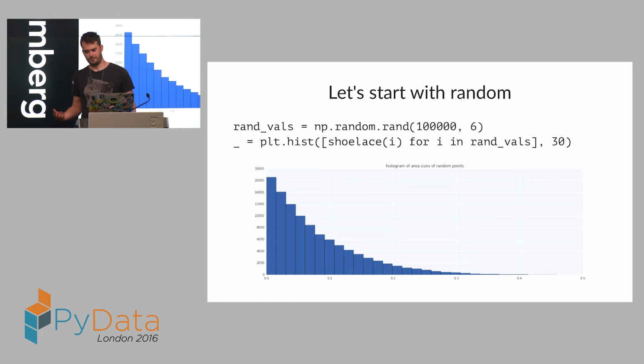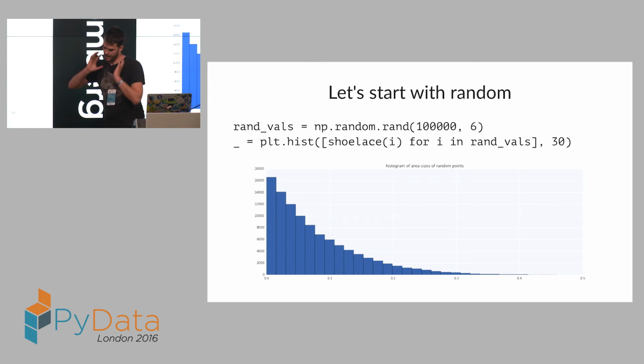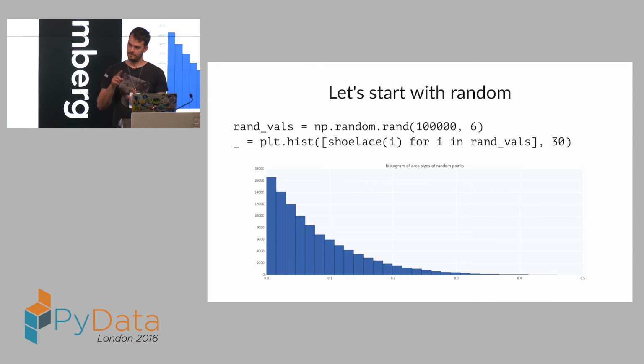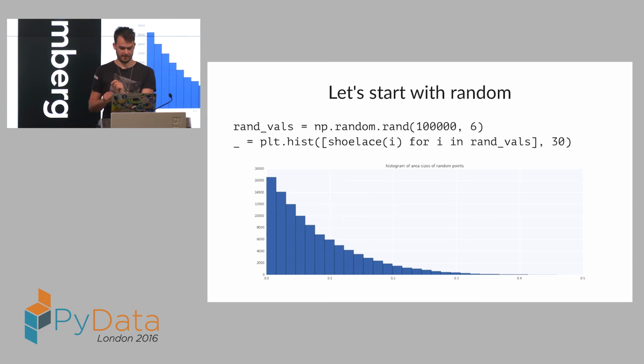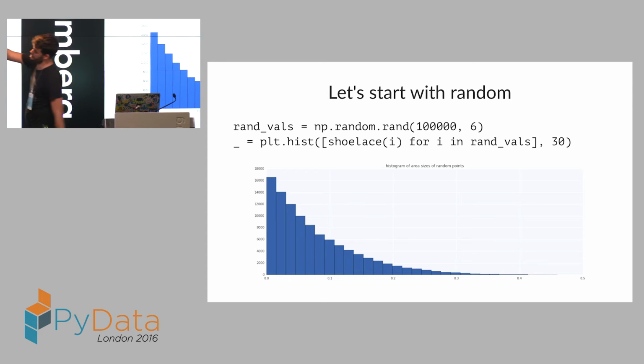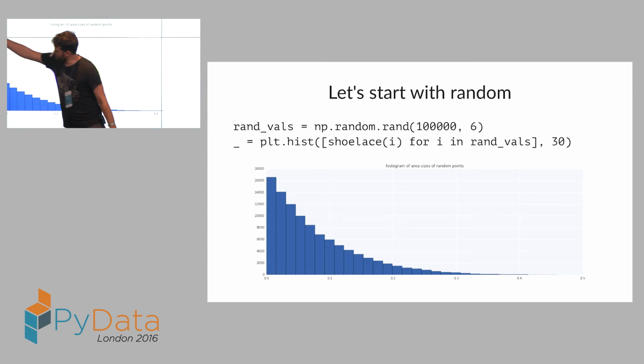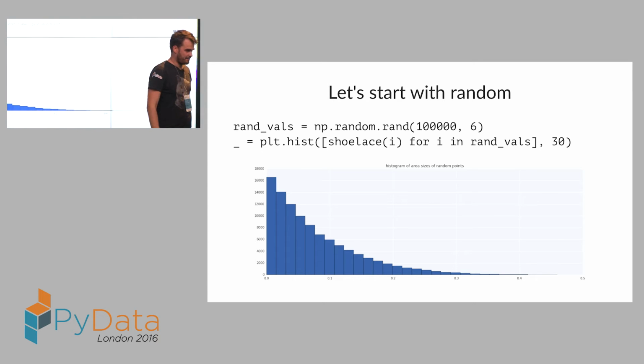So here's what I'm doing. I'm just going to create random points in the 1x1 square, and I'm going to look at the area of the triangle that's there. That's what this shoelace function does, by the way. And this is the distribution of area, given that I have random points.